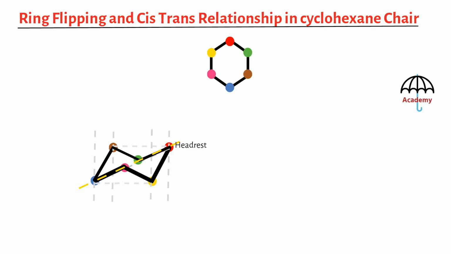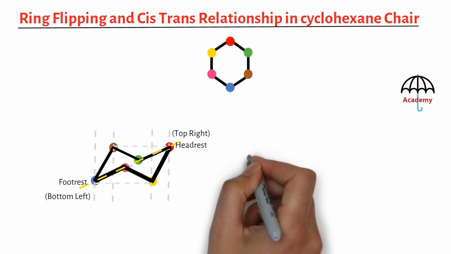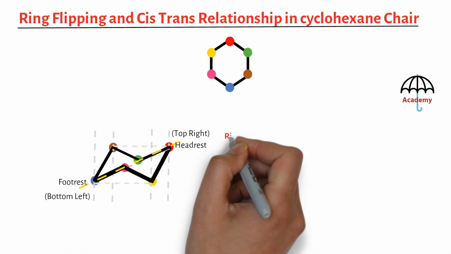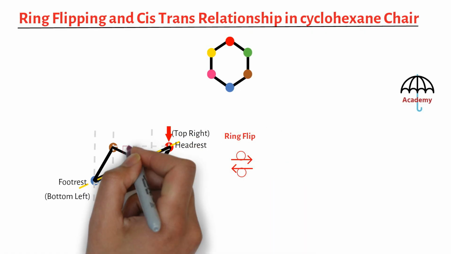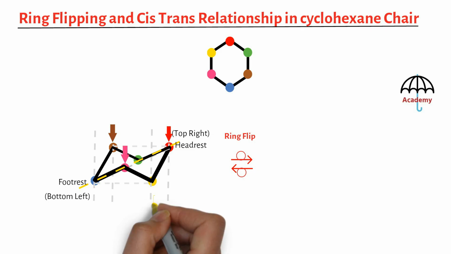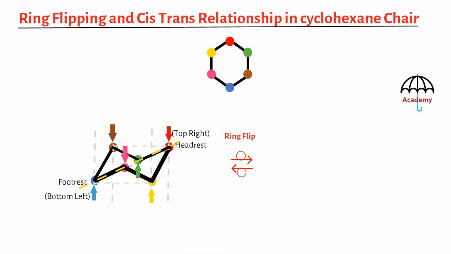This is the headrest at the top right, and this is the footrest at the bottom left. During the ring flipping, which is shown by this sign, the three up carbons are pushed down and the three down carbons are pushed up. To draw this ring flipped form, I draw the four dots like this. Notice that these are the four dots which were previously in line on the diagonal.